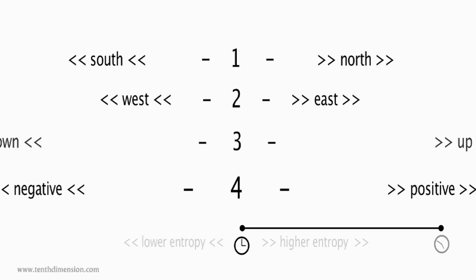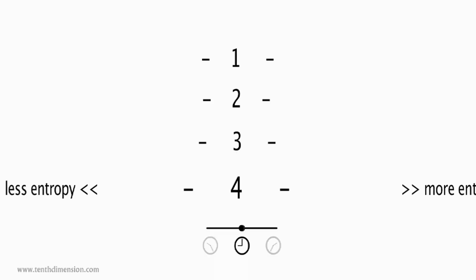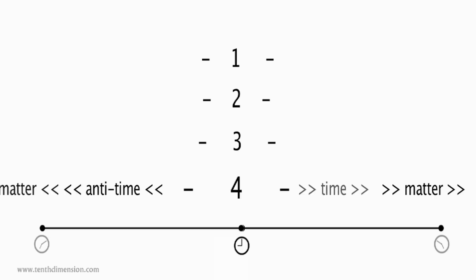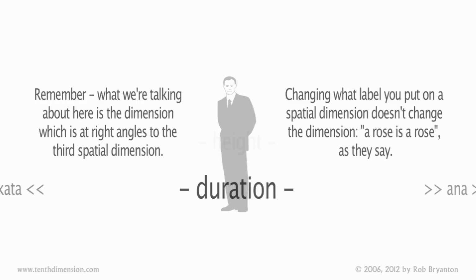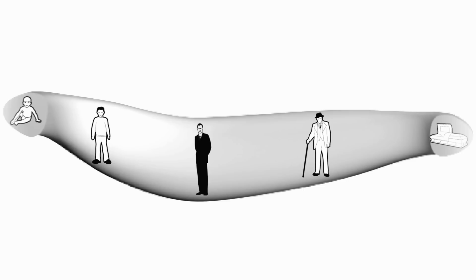But science shows us that time's reverse direction is just as valid, and in fact, the standard definition of antimatter is that it's matter which is moving backwards in time. So rather than saying the fourth dimension is time, let's use the word duration. If you were to imagine your body's duration as a shape in the fourth dimension, you could think of it as a long undulating snake with your embryonic self at one end and your deceased self at the other.